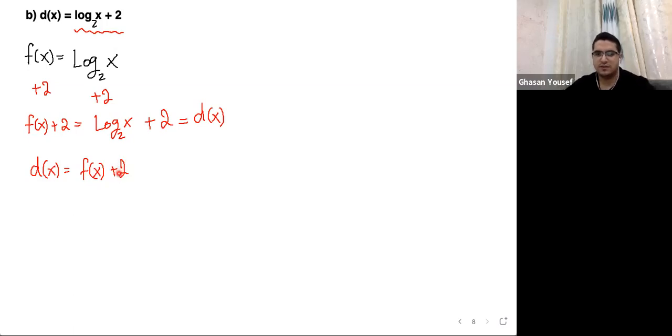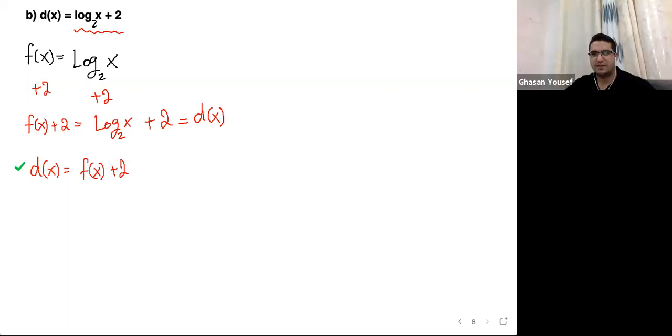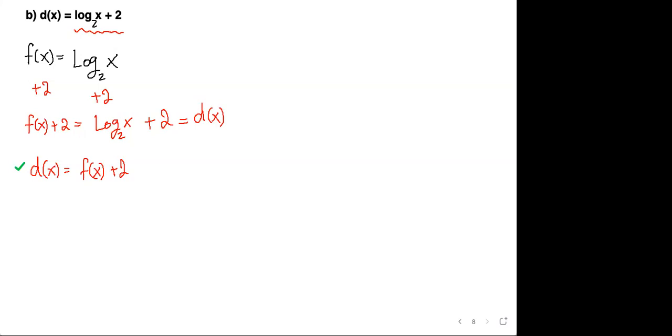What does the plus 2 mean? When I add 2 to the function, do you know what this means? Does that mean we shift it up? Yeah, just shift it up 2 units.